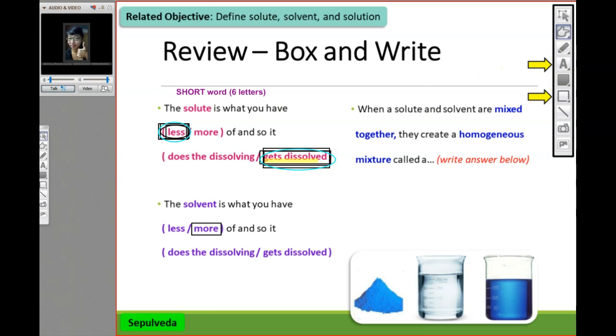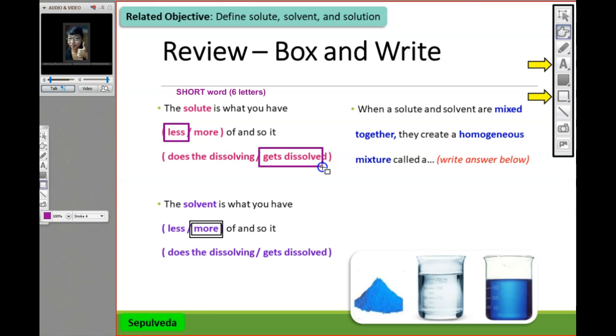Excellent job, everybody. Perfect. All right, let's pause that for a moment and go over this. Yes, so the word solute is our shortest word, and remember that was our memory trick for remembering that this is what we have less of. It's the shortest word, so it's what you literally have less of. And you are definitely correct. If it's what we have less of, then it's what's getting dissolved.